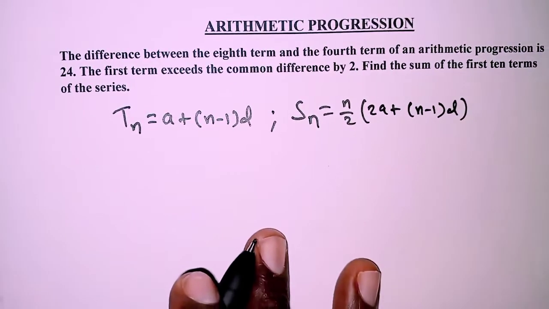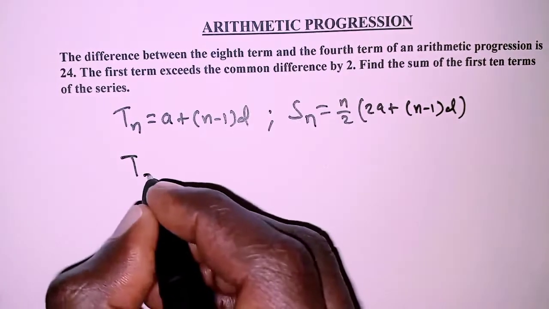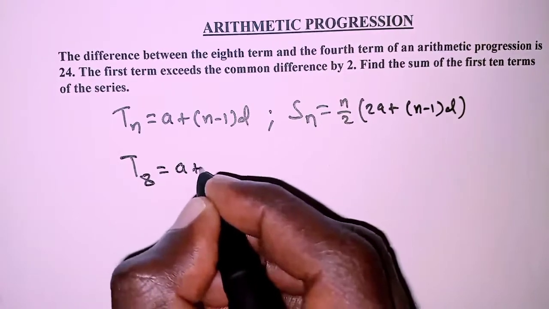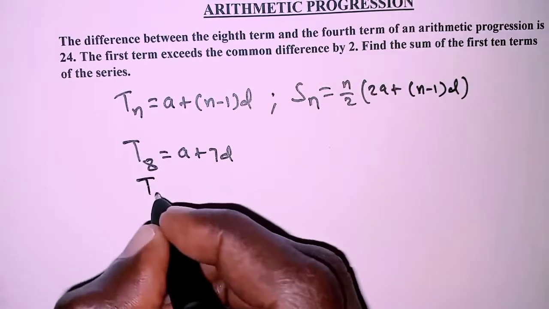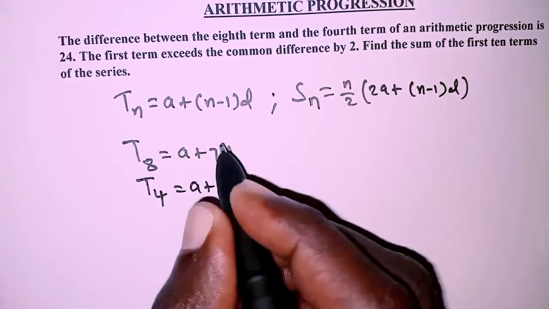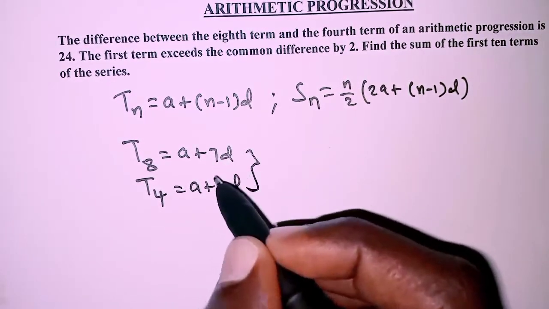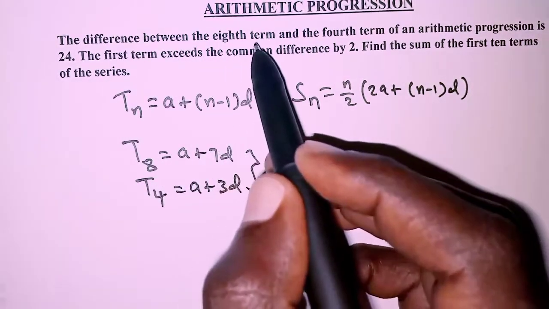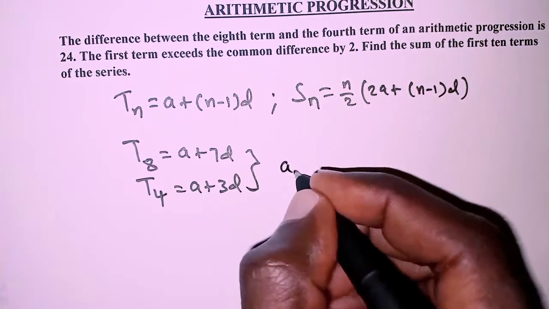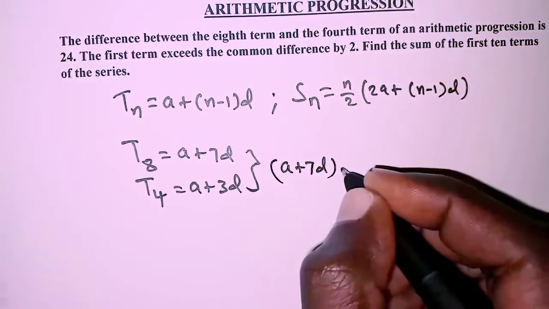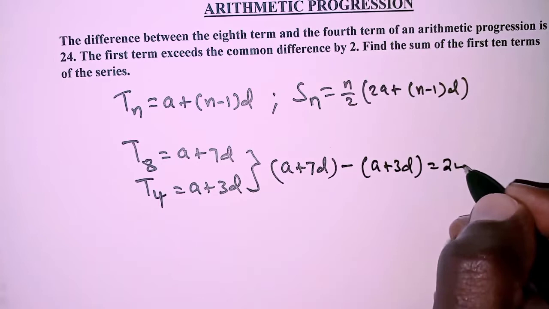So, with that background, we can say that the 8th term according to the question is a + (8 - 1)d, that is a + 7d. The 4th term is a + (4 - 1)d, that is a + 3d. And what you're told about these two is that the difference between the 8th and the 4th term is 24. So if you take (a + 7d) minus (a + 3d), you are going to get 24.